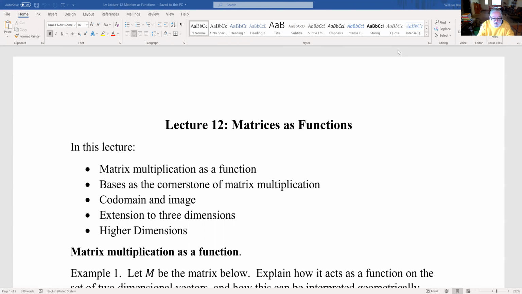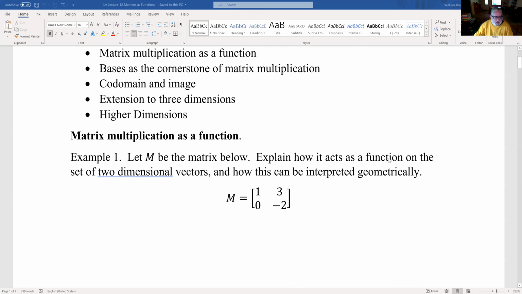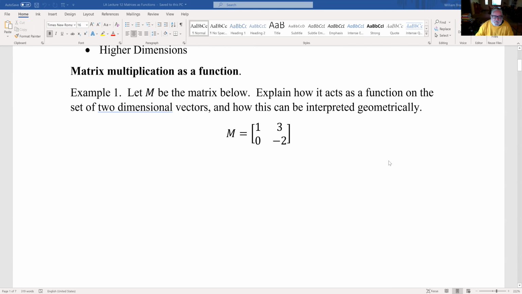Okay, linear algebra lecture 12, matrices as functions. So we're going to look at matrix multiplication and think about that as a function. What are the spaces that we're going to be dealing with, and how do bases come into this? So here's a matrix. How is this a function on the set of two-dimensional vectors?